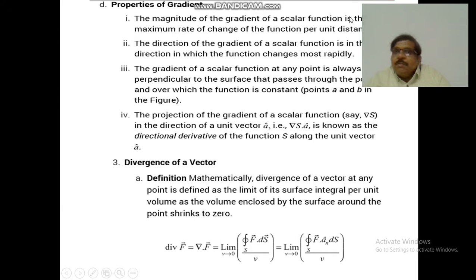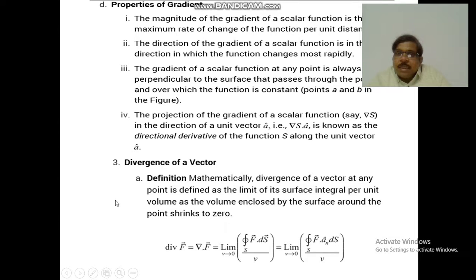The magnitude of the gradient of a scalar function is the maximum rate of change of the function per unit distance, and the direction of the gradient of a scalar function is the direction in which the function changes most rapidly. So the projection of the gradient of a scalar function is in the direction of the unit vector. Next one is the divergence.